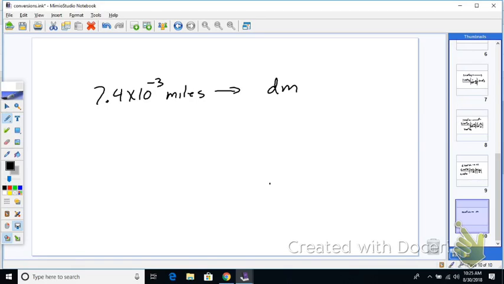Now, if you have your handbook, you can turn to page 134, and we've got metric to English, English to metric. We won't do that very much at all.